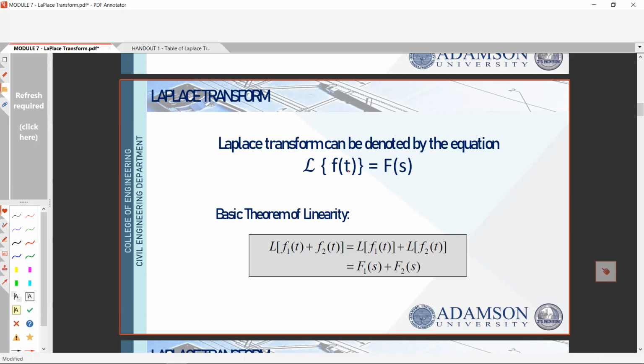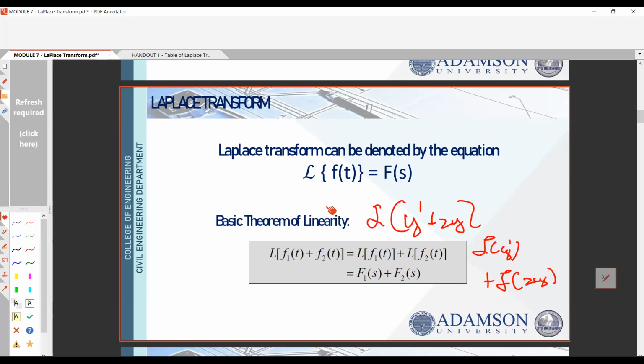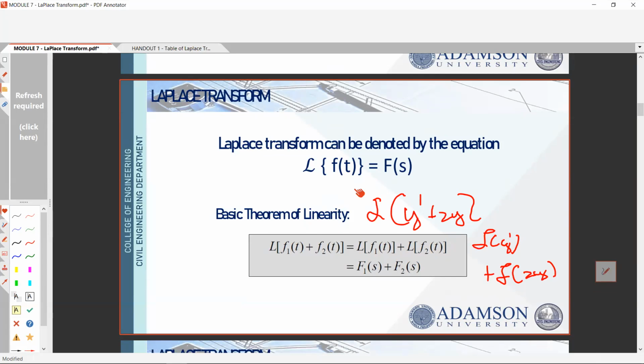So for example, the Laplace of y prime plus 2y. Okay, kapag nilaplace mo yan, take the Laplace transform of this function is equals din siya sa Laplace of y prime plus Laplace of 2y. Okay, so pwede mo siyang i-distribute yung Laplace. Okay, so take the individual Laplace and sum is the same to this one. Okay?